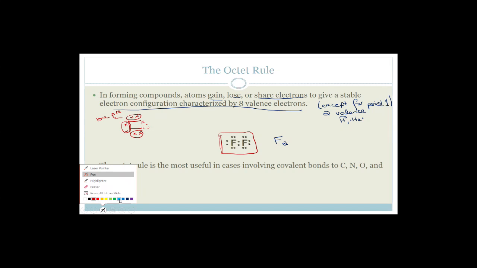Then another fluorine comes along. Here we go. And this becomes a dot. 1, 2, 3, 4, 5, 6, 7. Okay? And what's going to happen is this one is going to move in there, okay? So it ends up looking like this. 1, 2, 3, 4, 5, 6, 7. And then it's going to end up with a dot here. And then obviously 1, 2, 3, 4, 5, 6.